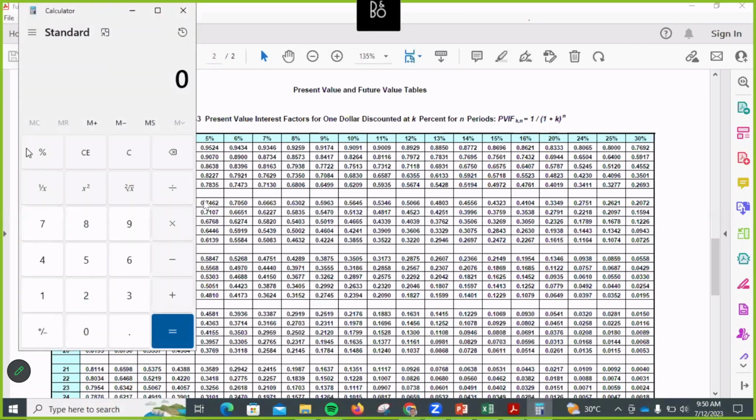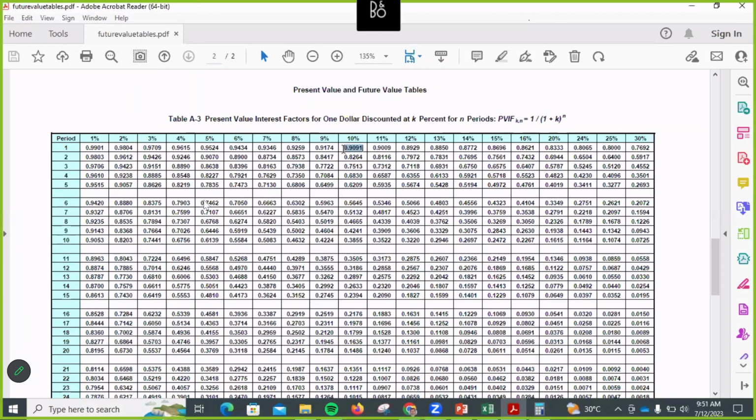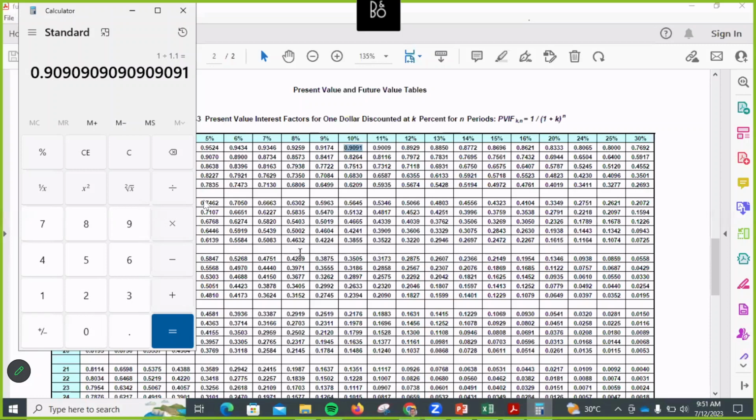A standard calculator you can use. 1 over 1 plus, say for example, if you take 10%, 1 over 1 plus 0.1 will give you these values. So you can observe that this value is there for 10% at the 1 year, 0.909.